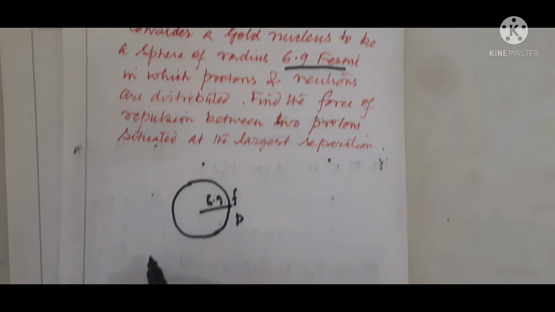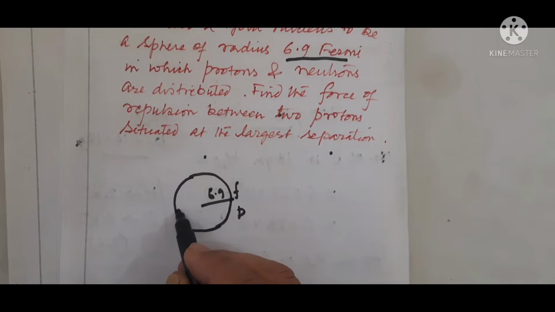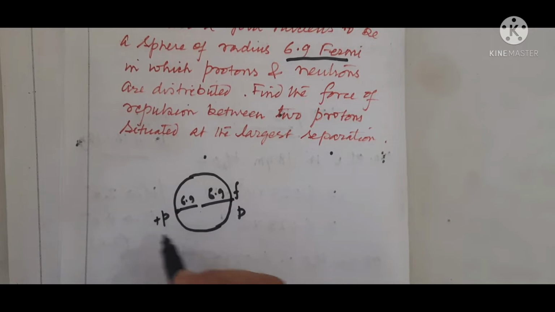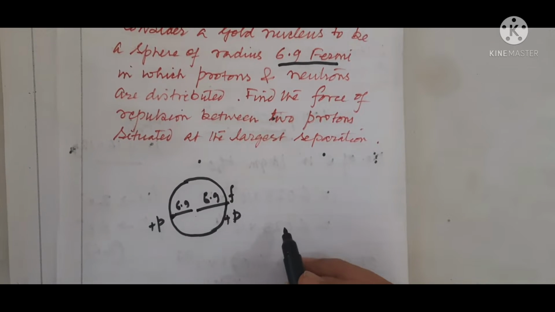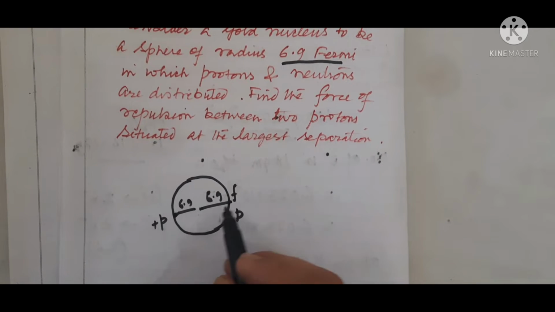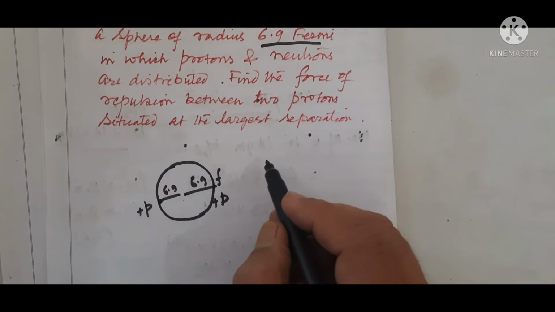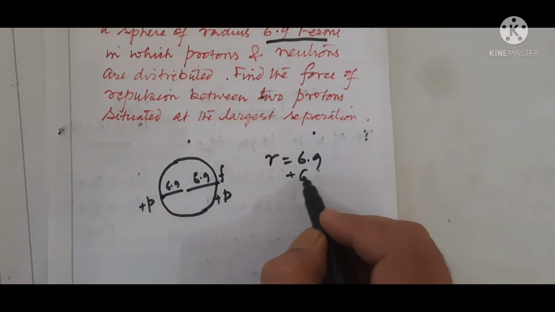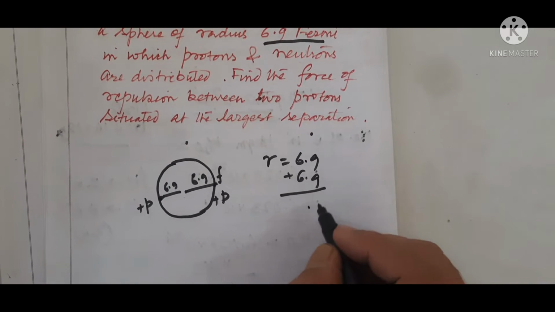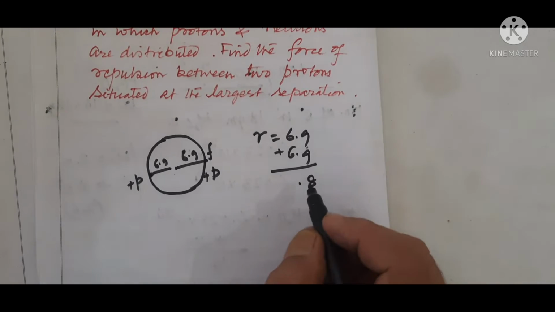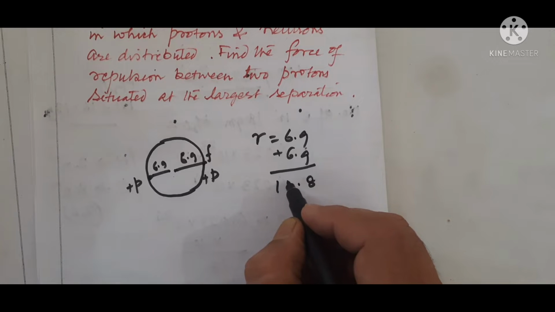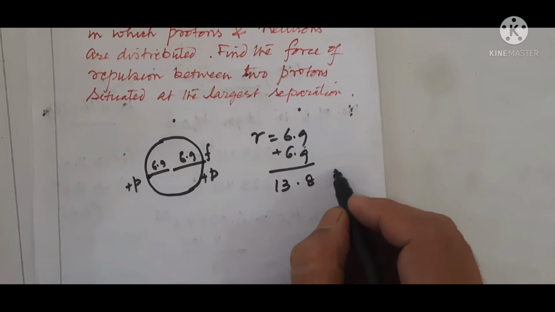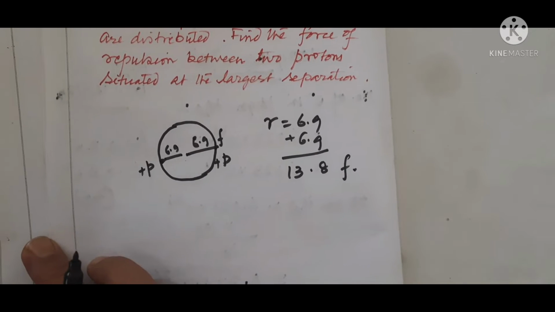So one more proton just diametrically opposite, here I am going to consider. So that is again 6.9 Fermi, and here again a proton. So find the force of repulsion between the protons situated at the largest separation. The largest separation, that is r is equal to 6.9 plus 6.9, that is 13.8 Fermi. That should be your separation.